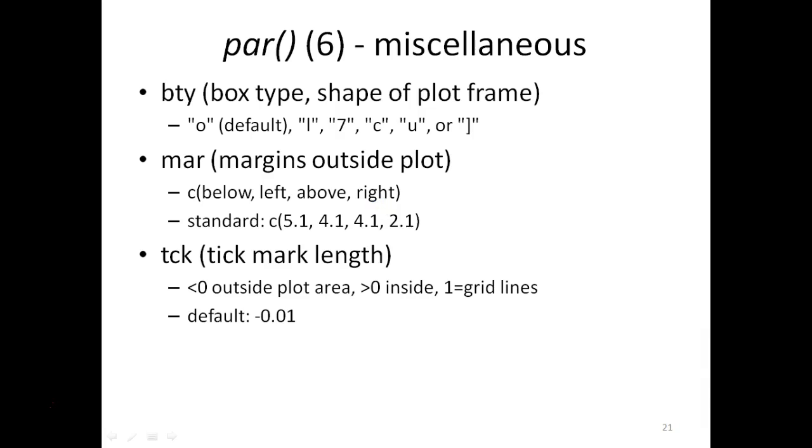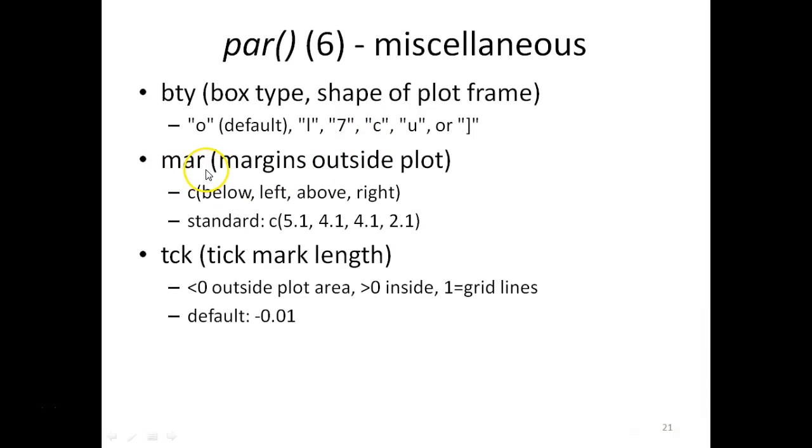BTY defines the box type, and the box is the square surrounding the plot area within the axis. And o is the default value here. It gives you a square box with the lines on top, on the bottom, to the left and to the right. l would give you a line to the left and at the bottom, because that would look like a capital L, although the value that you must provide is a small l. 7 will give you a line at the top and to the right. c will give you a line at the top, the left and the right, and so on.